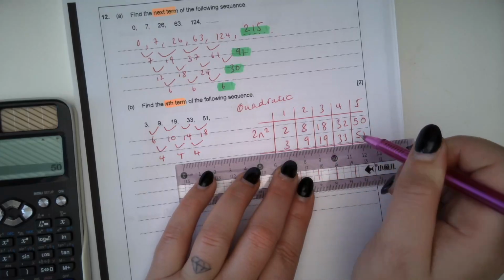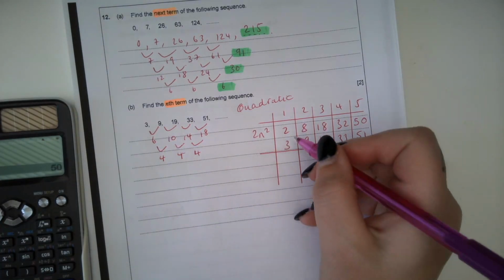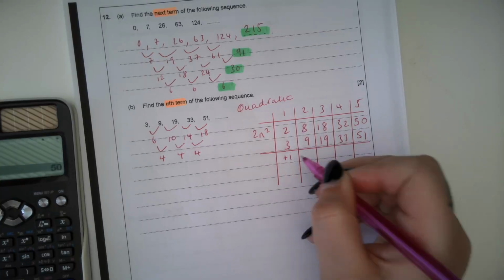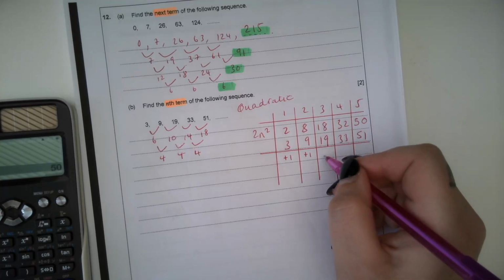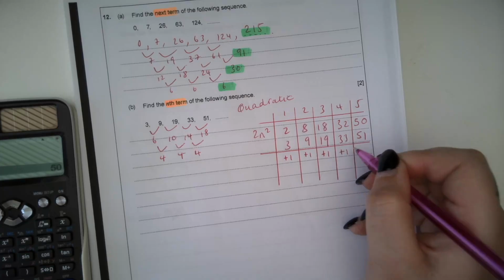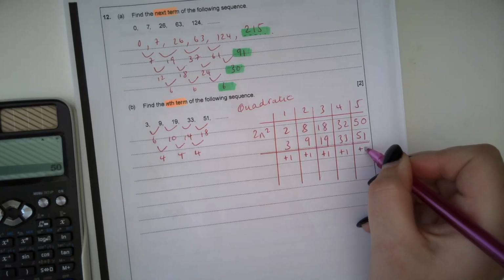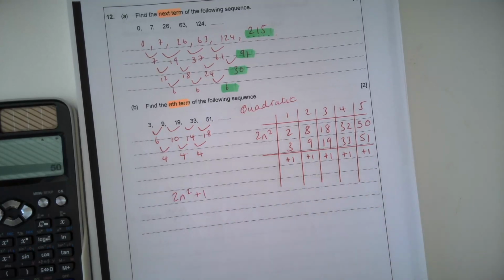Okay, so what do we need to do to get from 2n squared to our sequence that we're interested in? So to get from 2 to 3, we add 1. 8 to 9, we add 1. 18 to 19, we add 1. 32 to 33, we add 1. 50 to 51, we add 1. So our quadratic sequence is 2n squared plus 1.